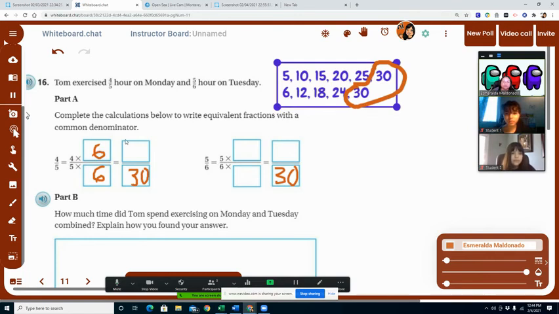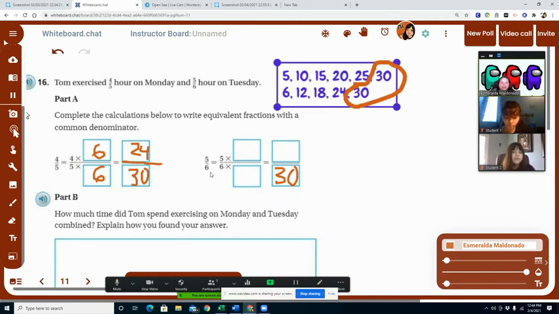4 times 6 is equal to 24. You always have your multiples here too to reference back to, right? 1, 2, 3, 4, 24. So my equivalent fraction for 4/5 is 24/30.